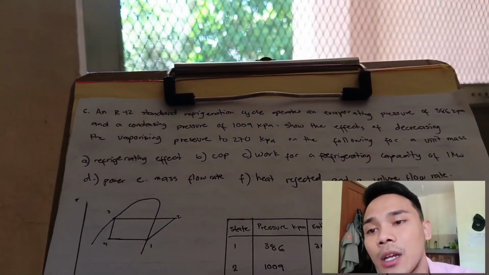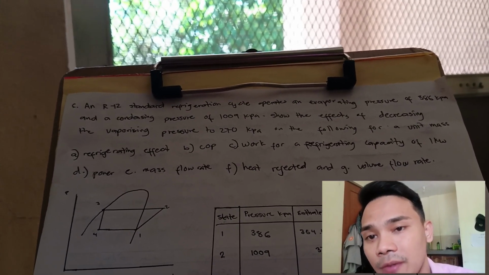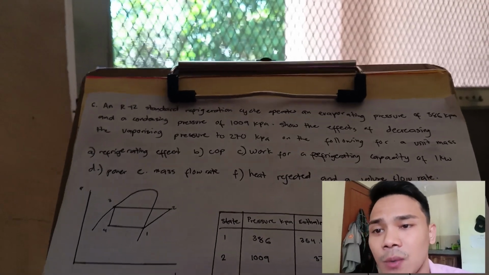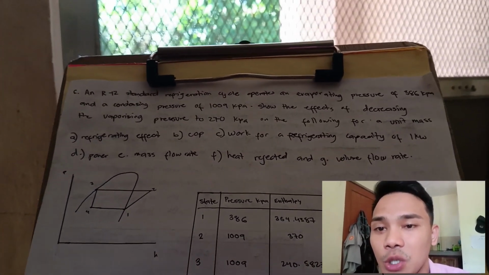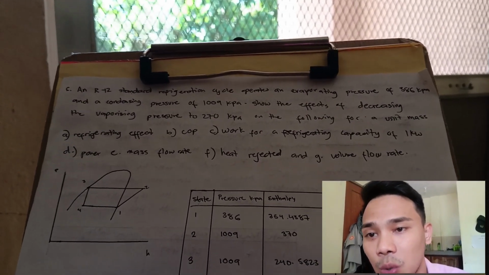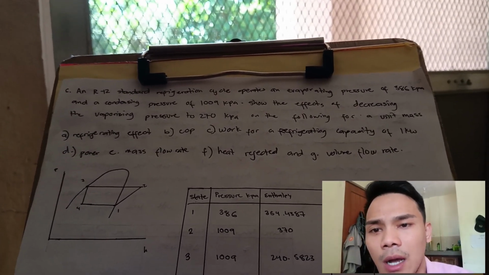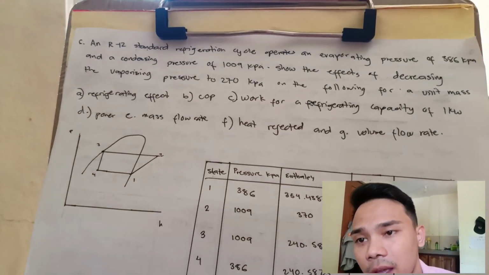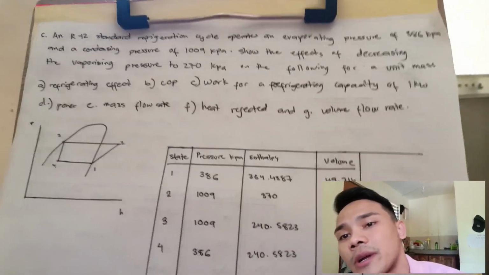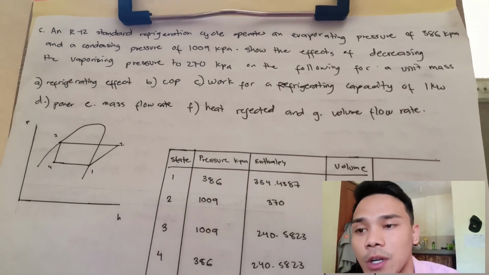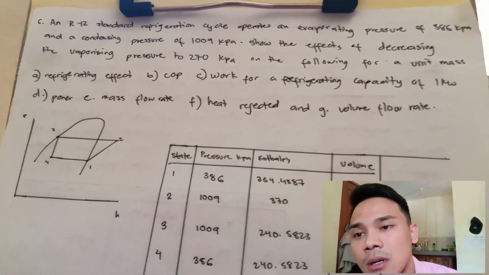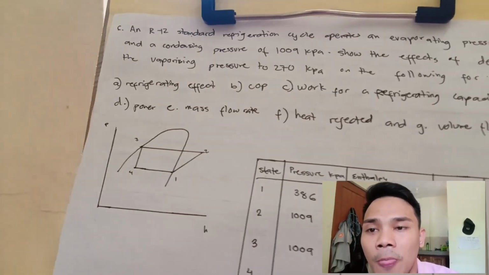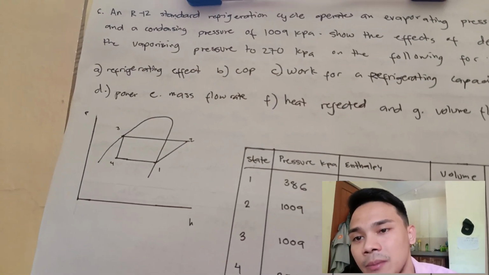So the problem is, an R12 standard refrigeration cycle operates at an evaporating pressure of 386 kilopascal and a condensing pressure of 1009 kilopascal. Show the effects of decreasing the vaporizing pressure to 270 kilopascal on the following for a unit mass. So we are going to find the refrigerating effect, the coefficient of performance, the work for refrigerating capacity of 1 kilowatts, the power, the mass flow rate, the heat rejected, and last the volume flow rate. So first thing to do is we need to make a graph.